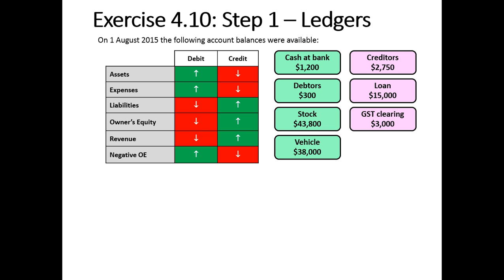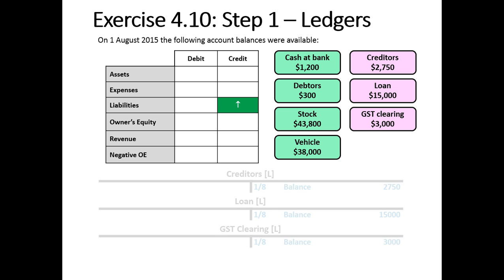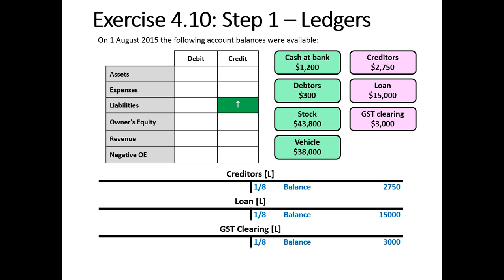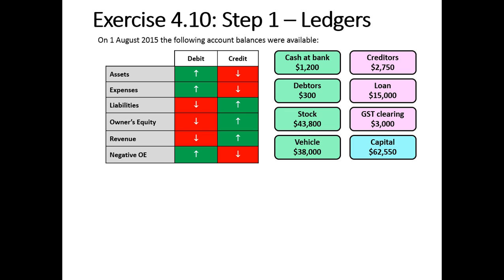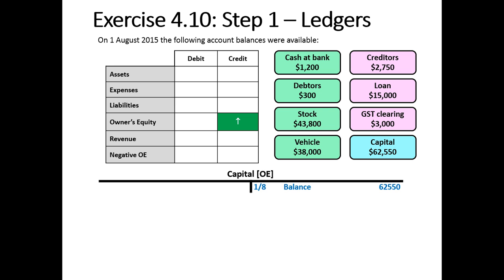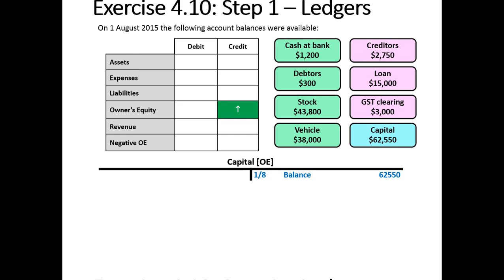Then 3 liability accounts: creditors, loan and GST. Liabilities have credit balances, so they go in on the 1st of August. Capital we were given, unlike in 4.9 where we had to figure it out, we're actually given the capital figure, and we know owners' equity accounts have credit balances.